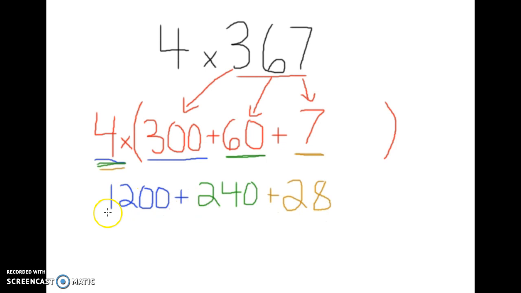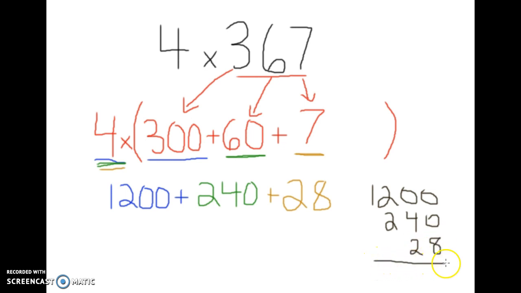Now we have kind of a new problem to look at. We've got 1,200 plus 240 plus 28. Well, we can rewrite that over here as 1,200 plus 240 plus 28. See how quickly I can do this. Okay. And then we can just add it up.